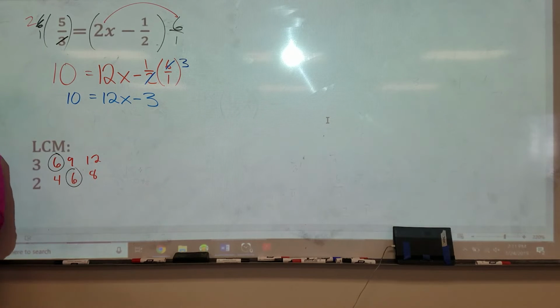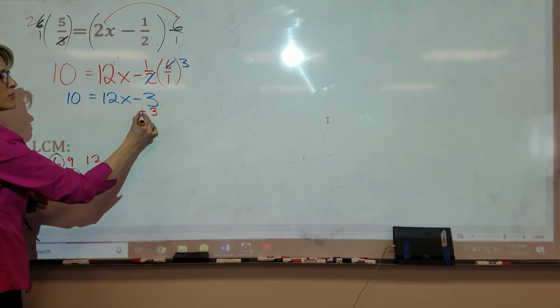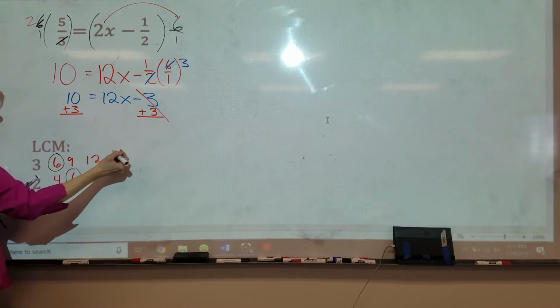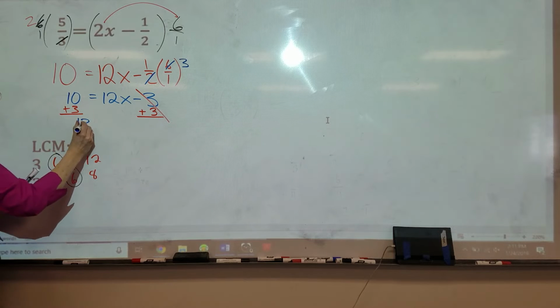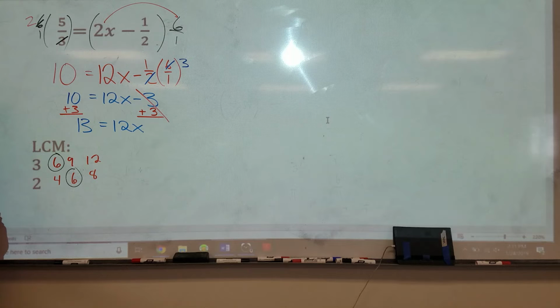Now I'm back to the old stuff, isolating x. So we're going to add 3 to both sides. Start farthest away from the x. Using inverse operations to keep a balanced equation, I end up with 13 equals 12 times x. How would I isolate x now?